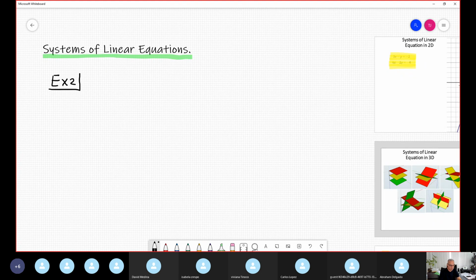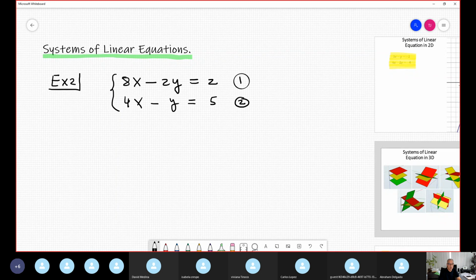Example two brings me a new situation. Look, 4x minus 2y equals 6, equation 1. 4x minus y equals 5, equation 2. This is my new system. I need to solve it. In this case, I can see again, wow, the coefficient is negative 1. So I take advantage of this.